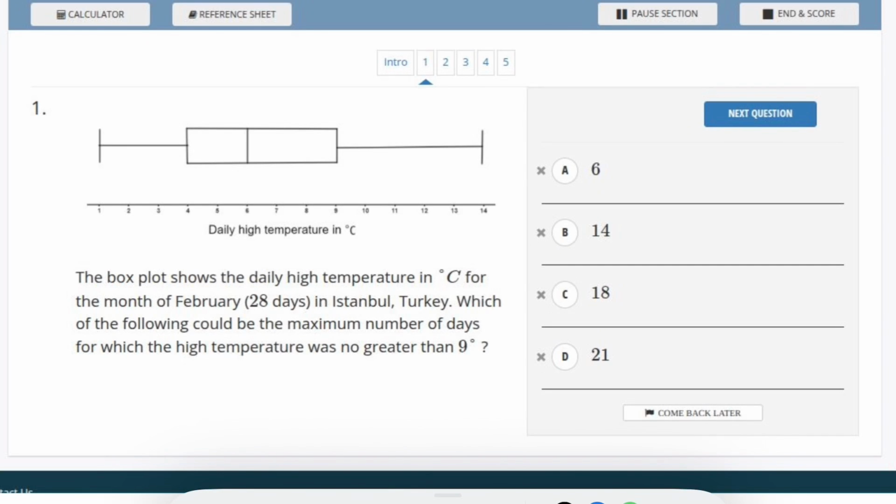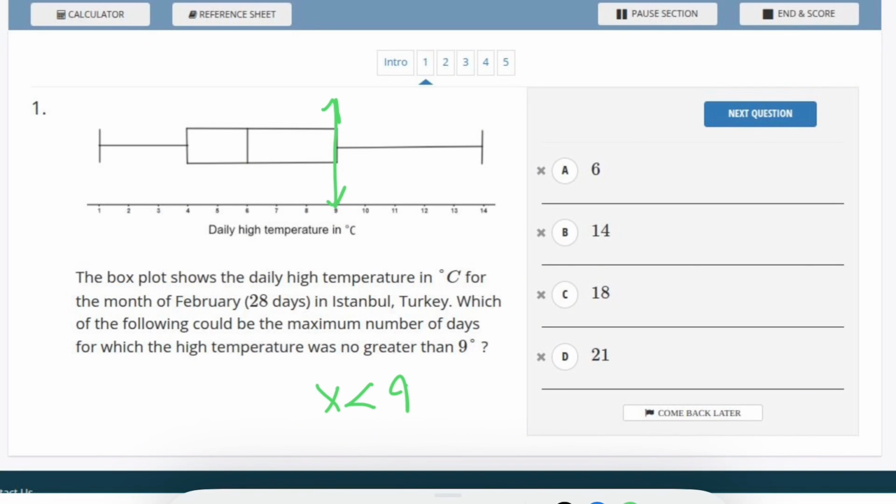The box plot shows the daily high temperature in Celsius for the month of February, which is 28 days, in Istanbul, Turkey. Which of the following could be the maximum number of days for which the high temperature was no greater than 9? So no greater than 9 means less than 9. So x is less than 9. So we set our inequality: x is less than 9. So here we have the 9 right here.